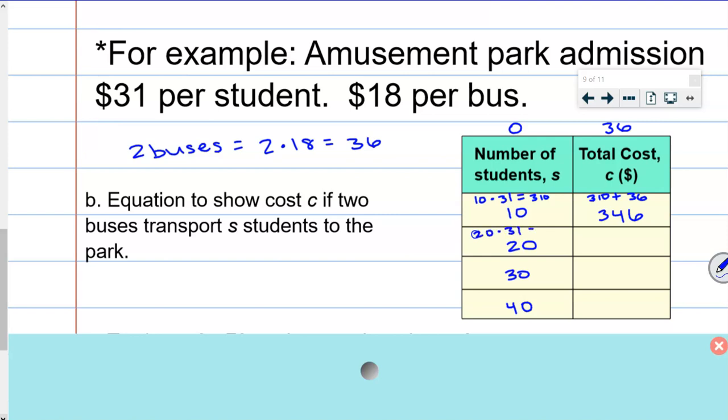20 times 31. Good, and then I would add the 36 for the 2 buses. Now what is that? 20 times 31 is equal to what? Not yet. I think you still made a mistake. What's 20 times 31? Good thing we have calculators, right? So even if you didn't calculate it before, you know what you should be typing in right now. 20 times 31, Nevaeh.